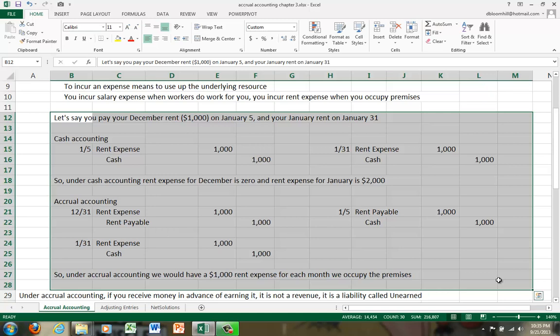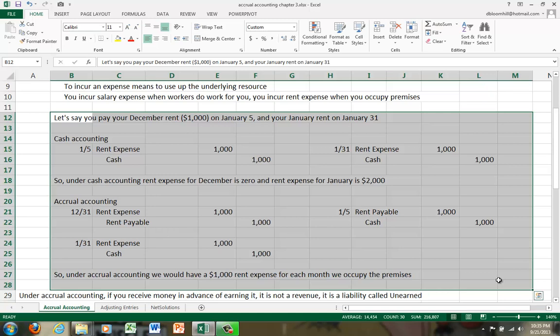So under cash accounting, on January 5th you would show a rent expense, and on January 31st you would show a rent expense. Therefore, you would have zero rent expense in December because none was paid, and your rent expense for January would be $2,000.